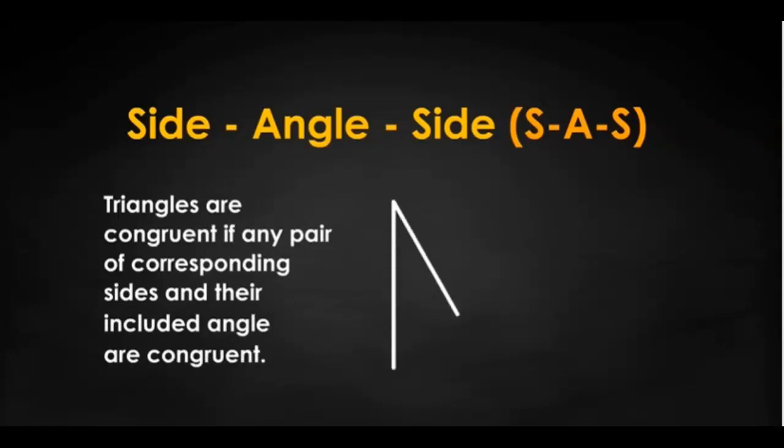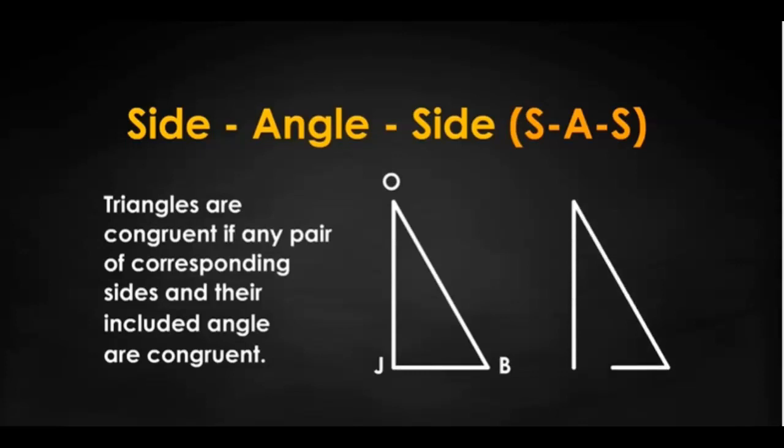Pick any side of triangle JOB. This works no matter where you start. Move to the next side, in whichever direction you want to move, which will sweep up an included angle. For the two triangles to be congruent, those three parts of triangle JOB, a side, included angle, and adjacent side, must be congruent to the same three parts, the corresponding side, angle, and adjacent side on the other triangle, triangle YAK.